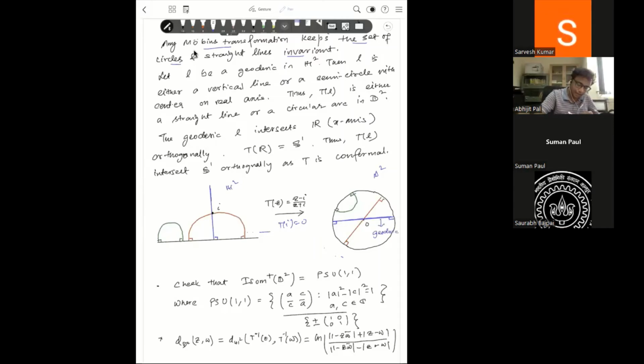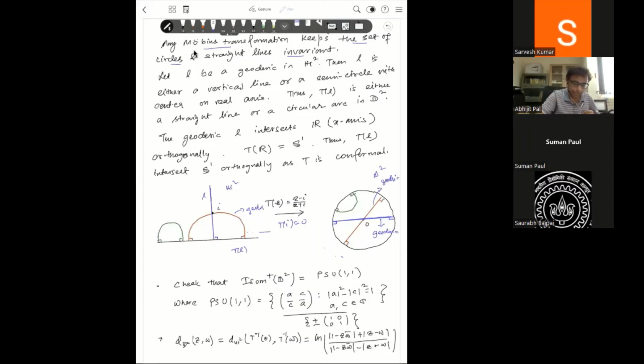And this red line is a geodesic in the upper half plane. The image of that, again, will be a diameter. So this, again, will be a geodesic. Okay, and this semicircle, what is the image of that? First of all, another observation: let us call this L. So why is the image TL a diameter?